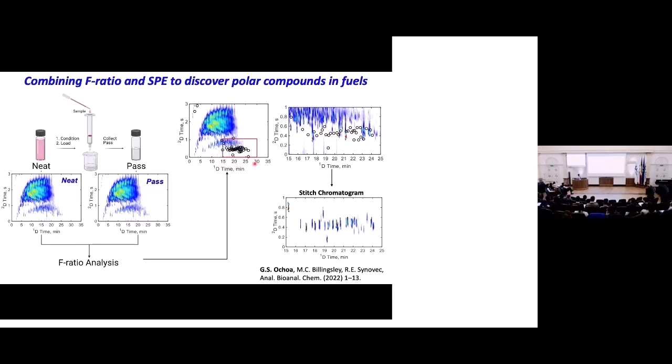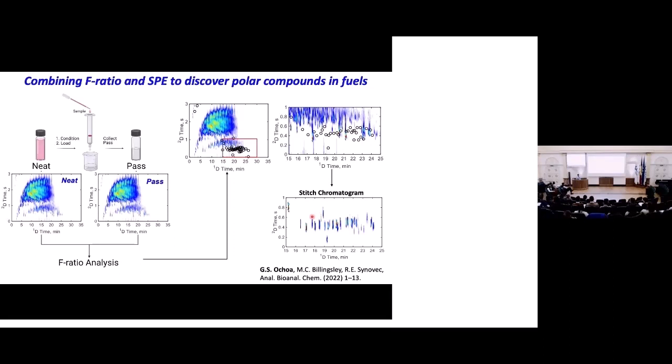And we've worked out a way to visualize this by taking the information from each of these F ratio points and pasting them into a blank chromatogram, which we call the stitch chromatogram, stitching all the pieces of our F ratio analysis together so we can visualize it much more easily. This was the initial work we did on finding polar compounds in jet fuels.